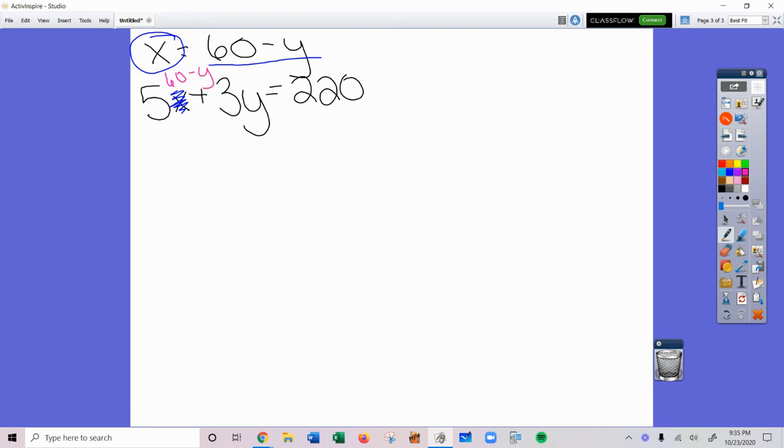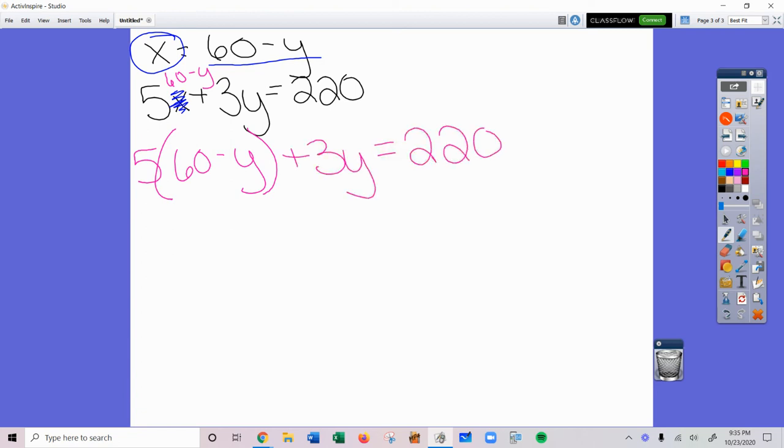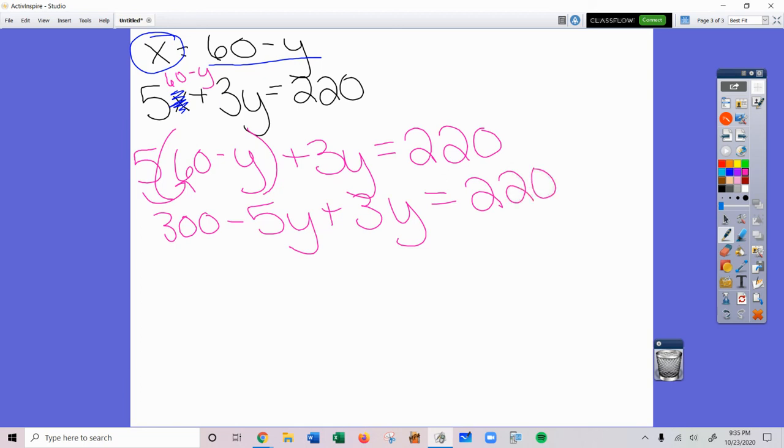Okay, so remember, this problem did say 5 times x, and now it needs to say 5 times 60 minus y. And then I'm just going to keep going straight across. Plus 3y equals 220. We should know how to solve an equation like this. Okay, so we're going to distribute. So 5 times 60, again, 5 times 6 is 30. We're just adding an extra 0 on it. Minus 5y plus 3y equals 220.